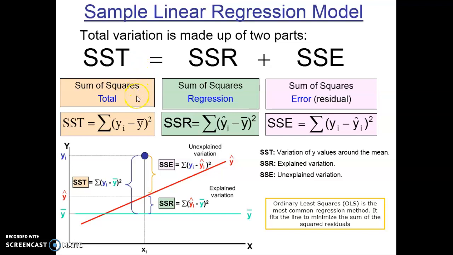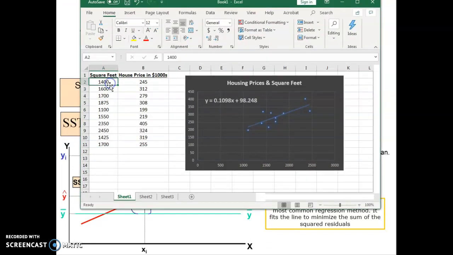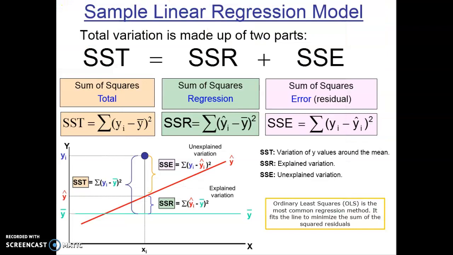The sum of squares total is calculated by taking each of our y values. In our data set, it would be each of these housing prices, and finding out how far each one lies from the average price. Then taking each one, squaring it, and summing them.